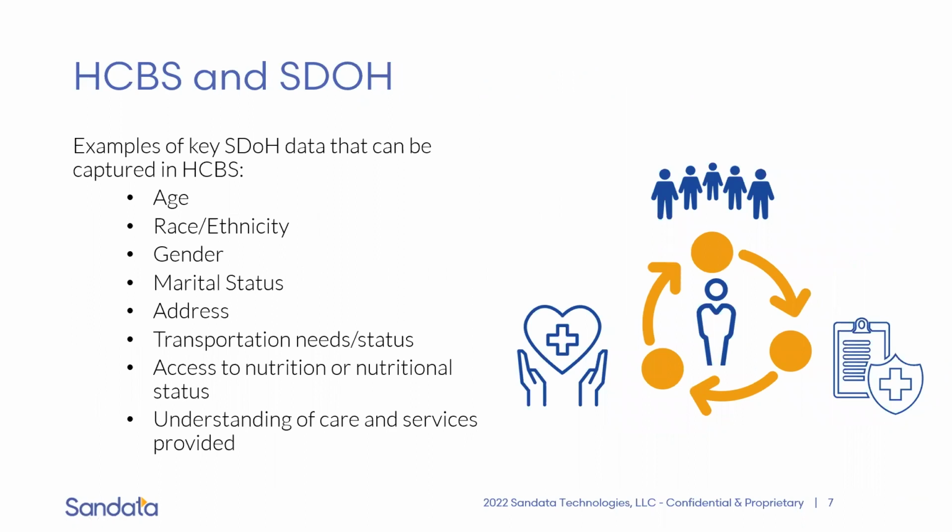Now, when we talk about those national initiatives or those state initiatives, there are some key pieces of data that are captured that roll up into that, specifically age. Several of the Healthy People 2030 objectives specify the population of people they're looking for is adults 65 and over or adults 18 and older. So knowing a person's age, their race and ethnicity, their gender, their marital status, their address, where they are geographically, their transportation needs and status, whether or not they have access to nutrition or their overall nutritional status, their understanding of care and services provided.